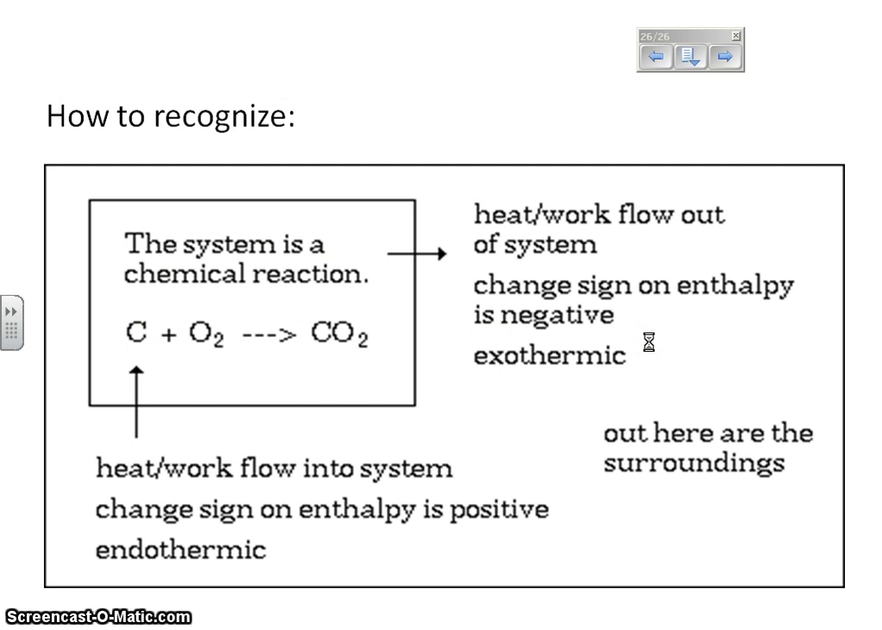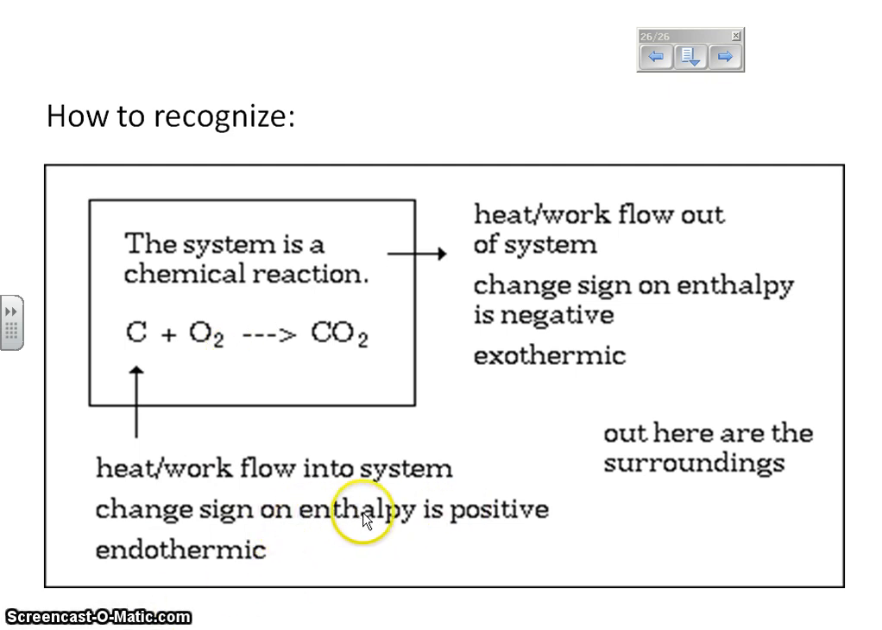So how do we recognize this? Let's take a look. The system is a chemical reaction. That's what we've got to focus on. If heat or work is flowing out of the system, the sign on the change in enthalpy is negative, meaning it's an exothermic reaction. If the heat or the flow is into the system, the sign on the enthalpy change is positive, making it endothermic.